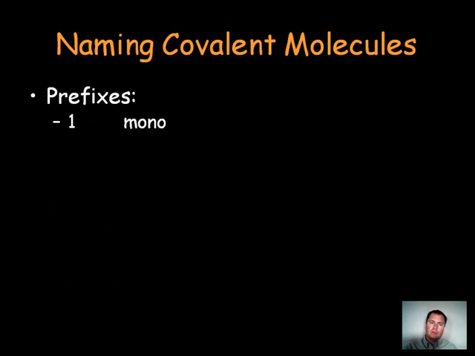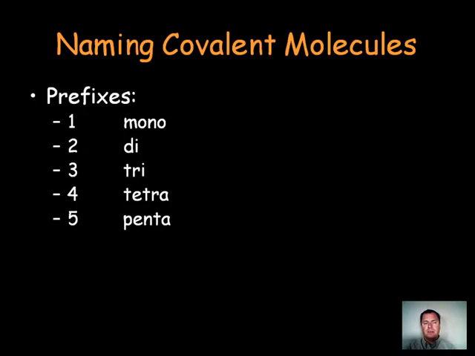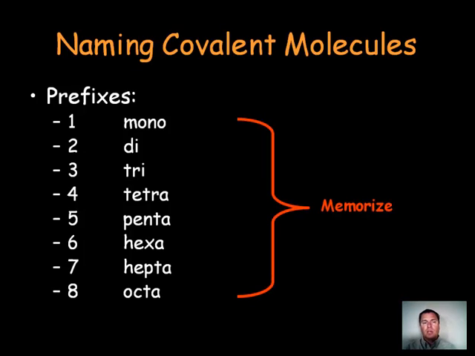And there are: one is mono, two is di, three tri, four tetra. If you ever played the game Tetris, right? Four little boxes on there, think of Tetris. Five is penta, six is hexa, seven is hepta, eight is octa. Okay, you need to memorize these. I'm not giving these on a test, and these are ones that you currently need to know. So pause this, make sure you get these copied down, because you're going to have to memorize these prefixes.